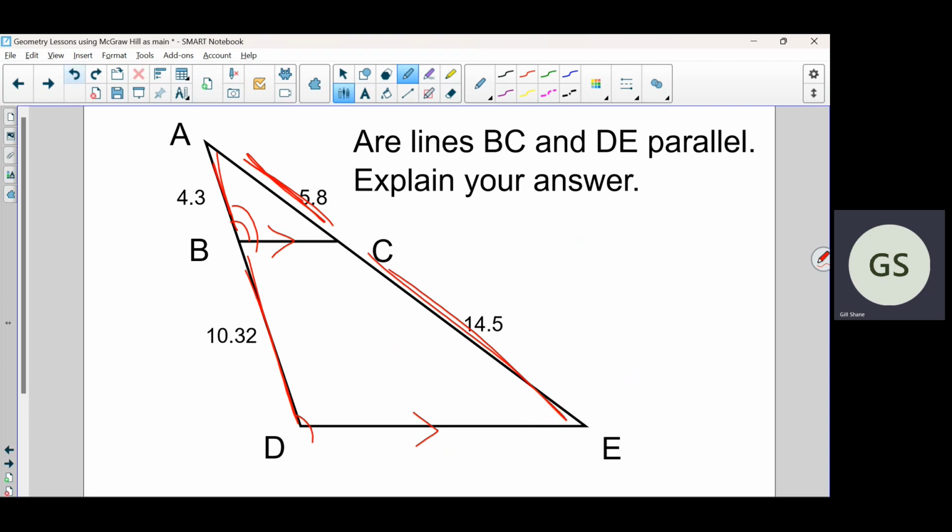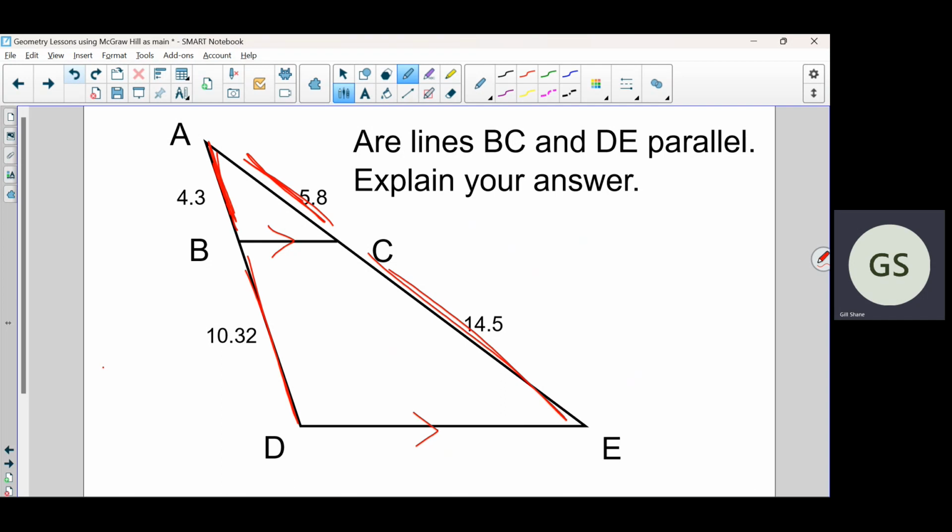So again, if those two lines are parallel, we can say they're similar triangles. If they are similar triangles, then we learned a new thing. Instead of comparing the little triangle to the big triangle, the parts are actually in proportion as well. This 4.3 is part of AD. This 10.32 is the other part of AD. Those are also in proportion, the same proportion as the other side.